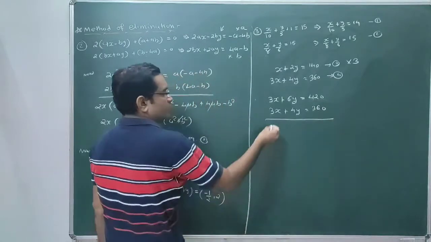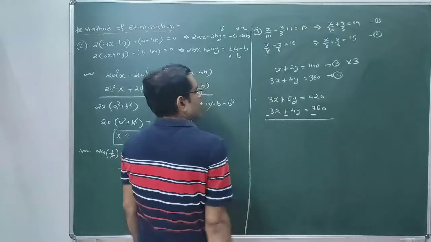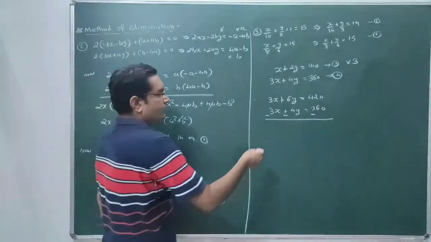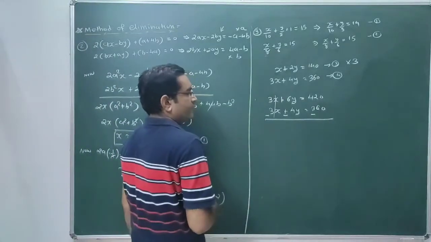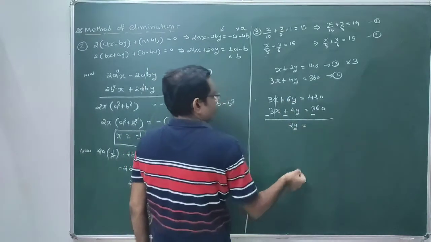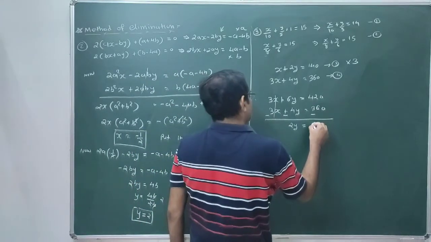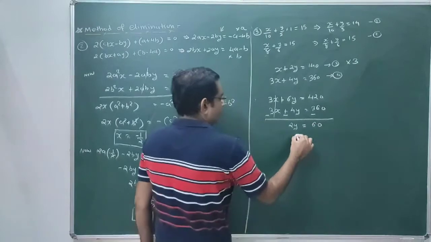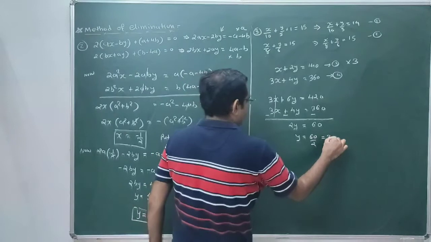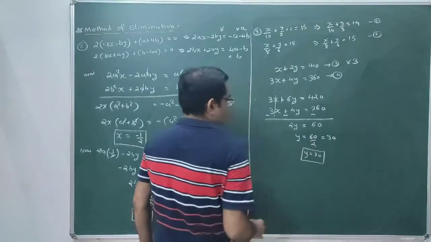So now coefficients of variable x become equal. They have the equal sign. So now change the sign. You have to perform subtraction. Here you would have performed addition. So after the subtraction, this x variable will be eliminated. So this is 6y minus 4y, which is equal to 2y. And here 420 minus 360 is 60. y equal to 60 by 2. So we are getting y equal to 30. So y equal to 30. Clear? What you have done?